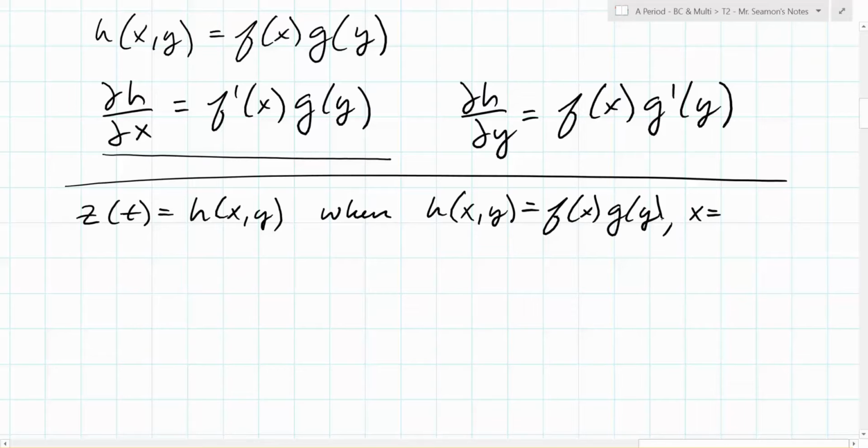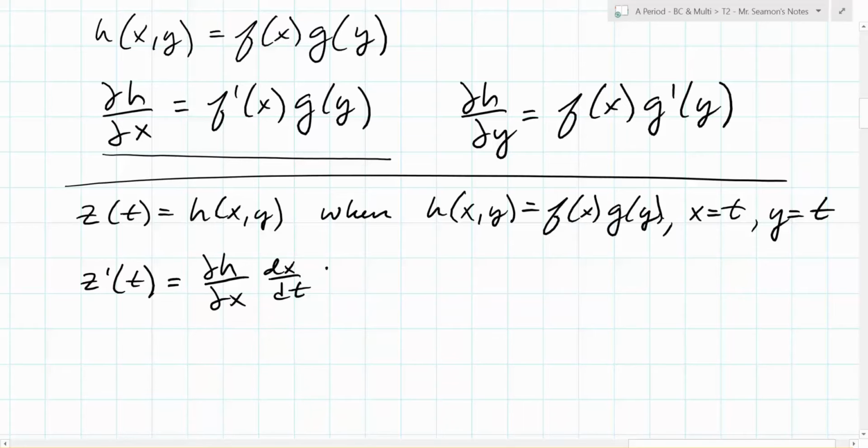X equals what? T, and y equals t. I'm just summarizing what they're telling us. So if you're going to use that line, and you actually at this point wanted to find what z prime of t would be, that would be partial h with respect to x times dx dt plus partial h with respect to y dy dt.